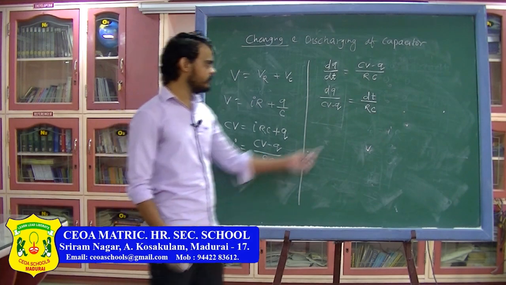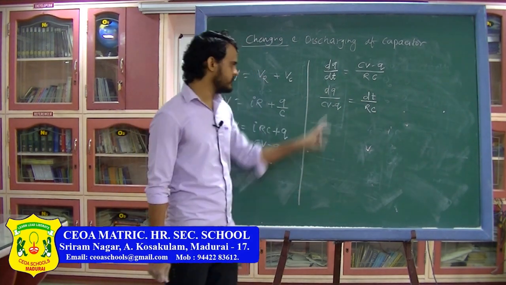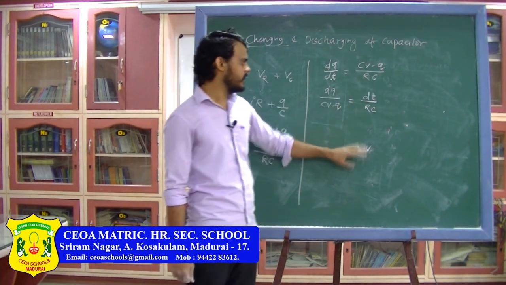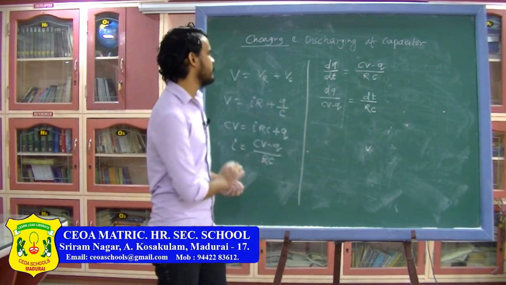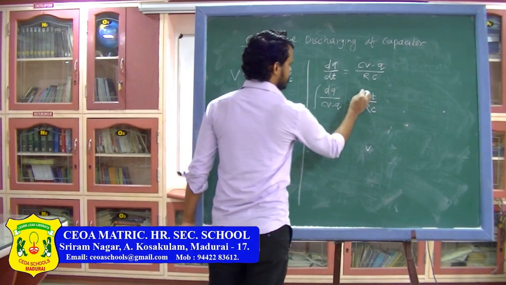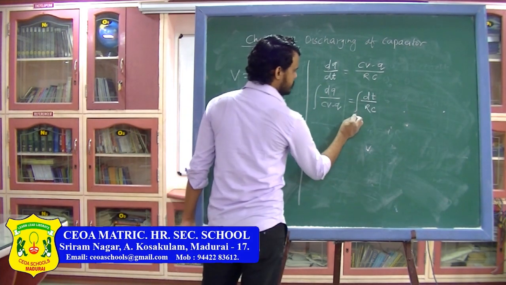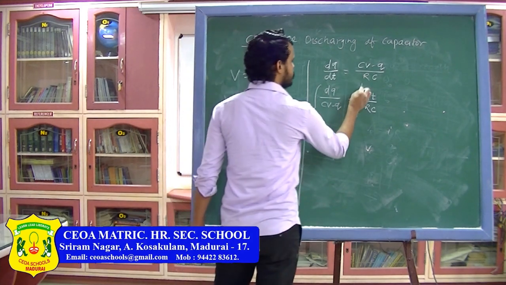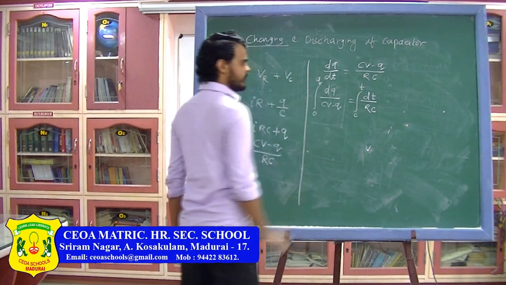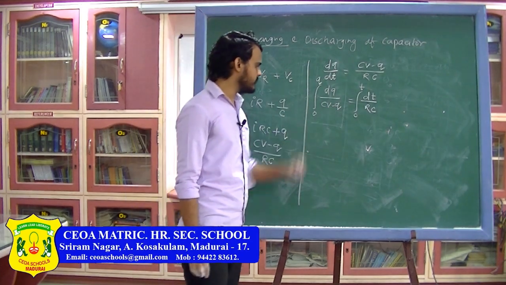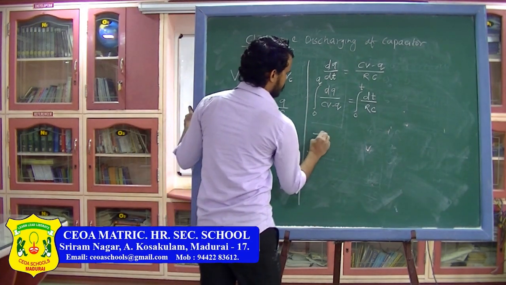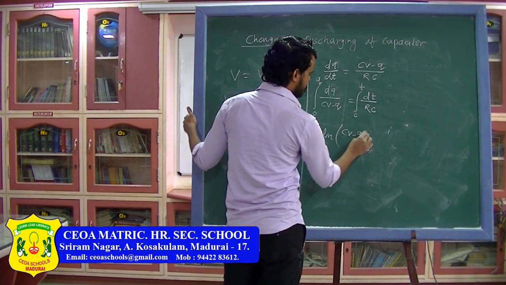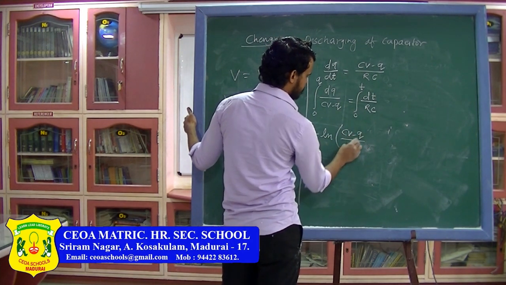Now here I have separated the variables: q here, and t here, there is no other variable here, so I can integrate this function separately. If I integrate both sides, at t equals 0 the charge on the capacitor was 0. At t equals t, the charge on the capacitor is q. Now this integration can be written as minus of ln (Cv minus Q) divided by Cv.